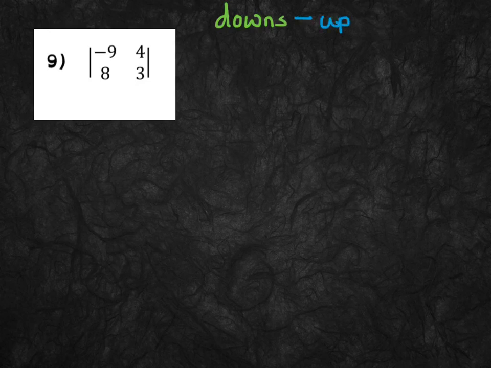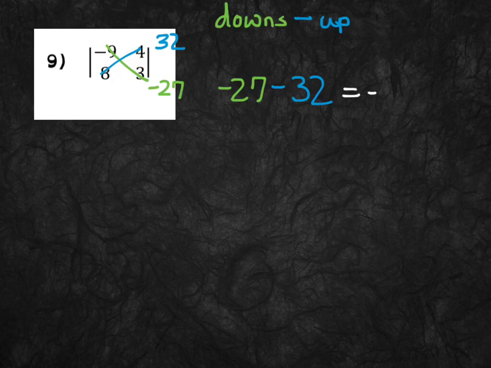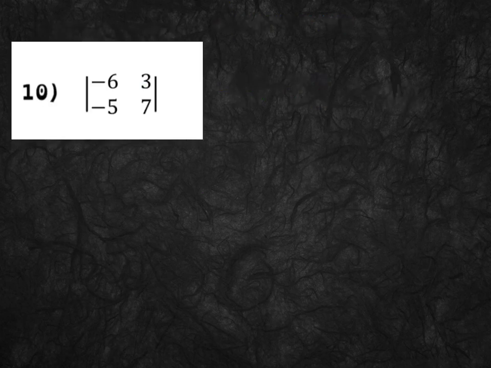And so your downs, in this case, negative 9 times 3 is negative 27. And your ups are 32. So when I take negative 27 minus 32, I end up with a total of a negative 59. So let's look at the next one.